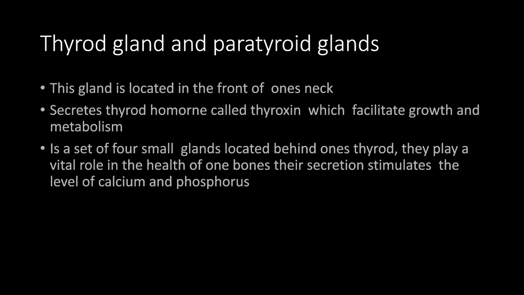Then the parathyroid glands. The reason why we say glands is it's not just one gland, but a set of four small glands. They are very small, located behind the thyroid gland. They play a vital role in the health of one's bones. Their secretion regulates the level of calcium and phosphorus in the human body.